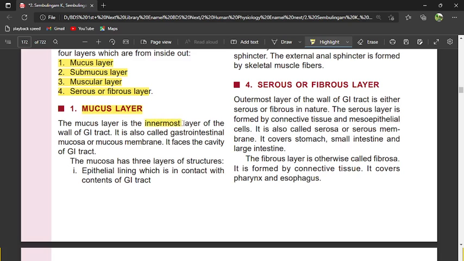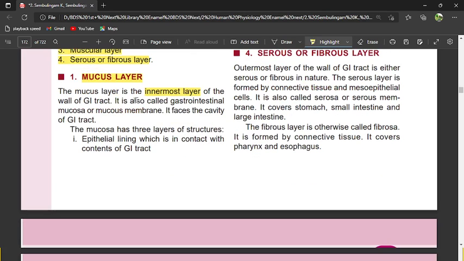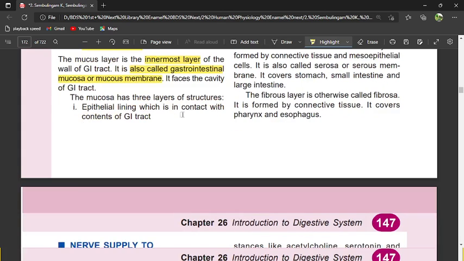That is, the layer coming after the lumen. The GI tract lumen is where food passes; the first layer from the inner side is the mucous layer. It is also called the gastrointestinal mucosa or mucous membrane. It faces the cavity of the GI tract. The mucous layer has a three-layer structure.